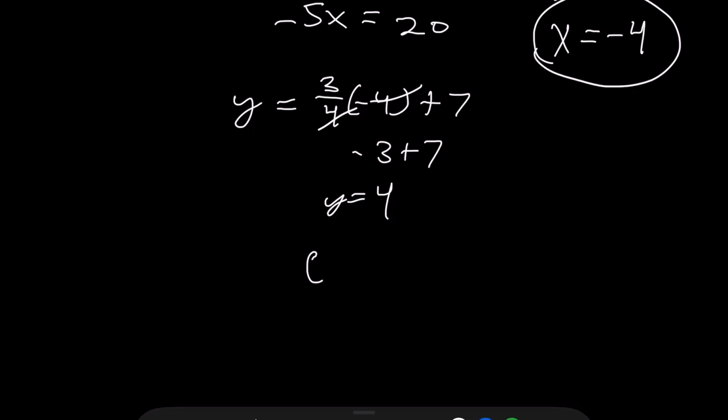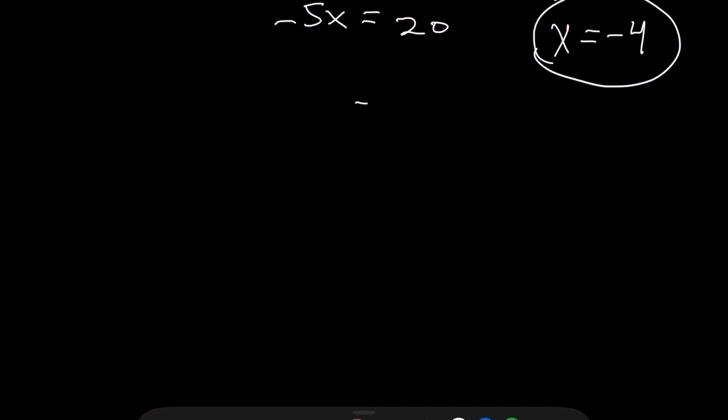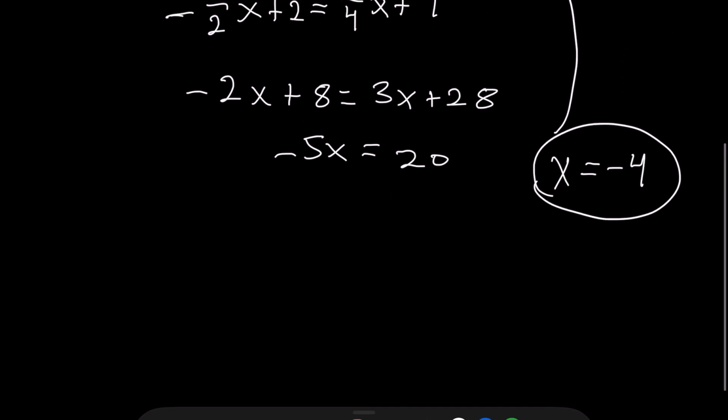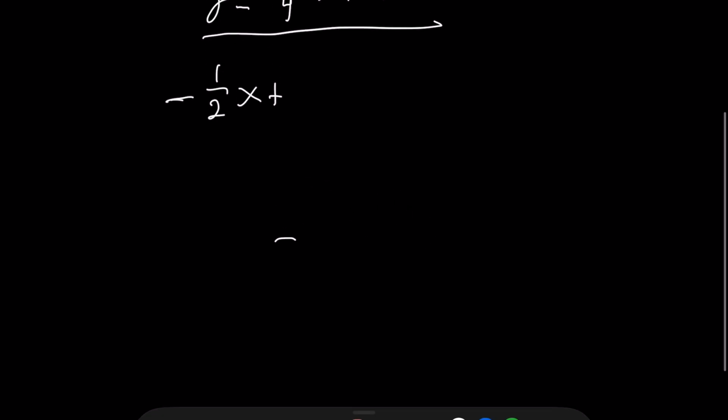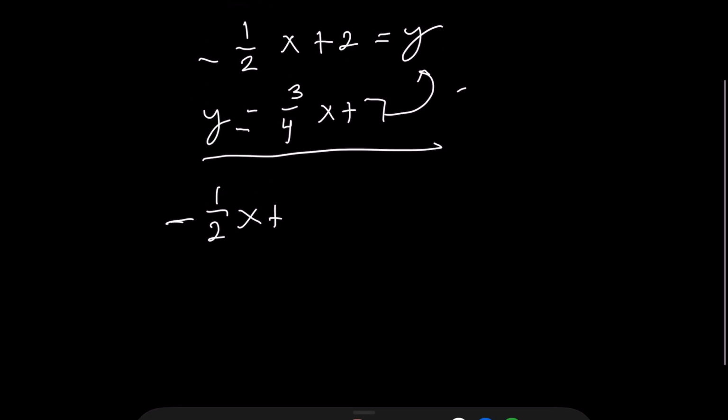And to write the answer, it's going to be a point. So it's going to be -4, comma 4. And that's our solution. Now, that was pretty much review from what we did in Algebra 1. Now, let's try something a little harder.